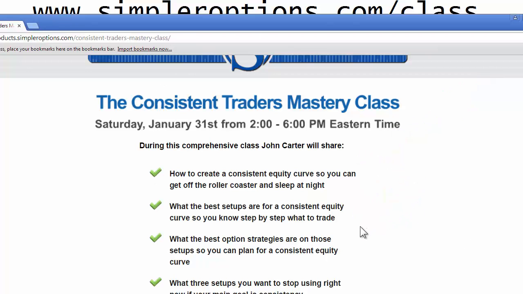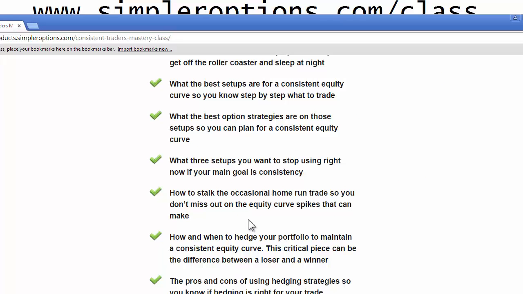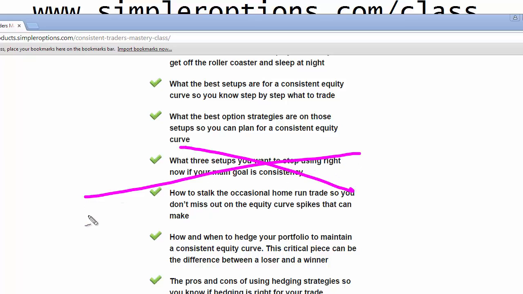Here's a couple things I want to talk about too, because this is important. If your main goal is consistency, then there are some setups that you need to stop using. Just get over it and move on. How to also stalk the occasional home run trade so you don't miss out on equity curve spikes. Just because you're going for consistency doesn't mean that you won't have the occasional home run.